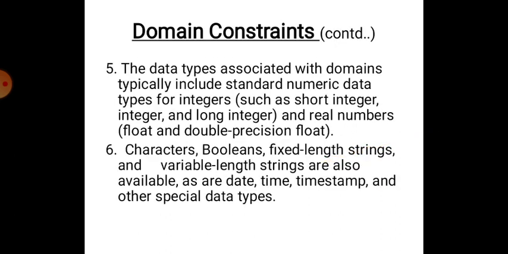Point number 5, we are continuing with domain constraints. The data types associated with domains typically include standard numeric data types of integers such as short integer, integer and long integer, and real numbers such as float and double precision float.